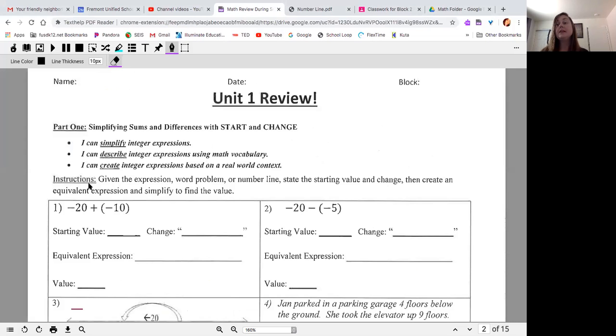Okay, then you need to read the instructions. Given the expression, word problem, or number line, state the starting value, change, then create an equivalent expression and simplify to find the value. Now, there are a lot of words in here.